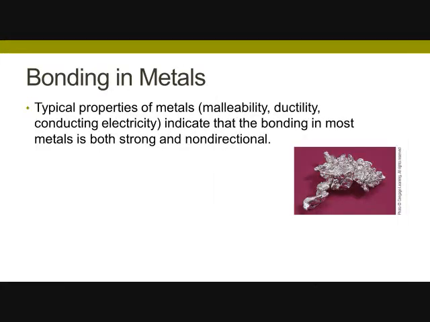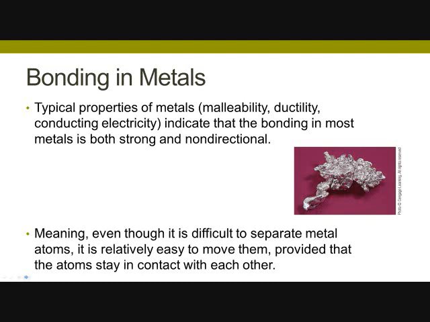Okay. Bonding in metals. Typically metals have different properties such as malleability: can you change the shape of it? Ductility means can you pull it into a long wire, or can it conduct electricity? These properties indicate that bonding in metals is both strong and non-directional, meaning that even though it's difficult to separate metal atoms, it's relatively easy to move them around, provided that atoms stay in contact with each other.